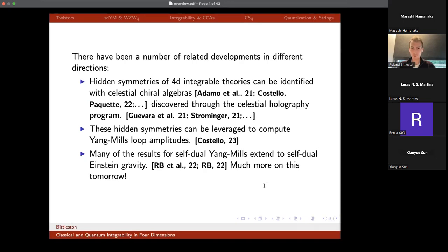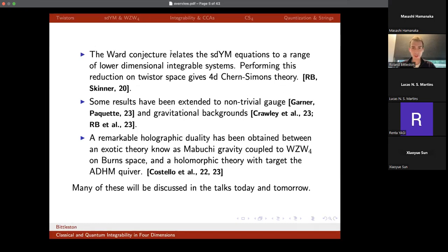Many of the things I say will be related to self-dual Einstein gravity, but that's the subject of tomorrow's talk. One of the things I'm going to touch on is that Ward conjectured that the self-dual Yang-Mills equations provide a unified way of thinking about many integrable systems, in the sense that many integrable systems arise as symmetry reductions of the self-dual Yang-Mills equations. More recently, there's been work on 4D Chern-Simons theory, which is also a unifying principle for integrable systems. These things are connected through the perspective that I'm going to talk about today.